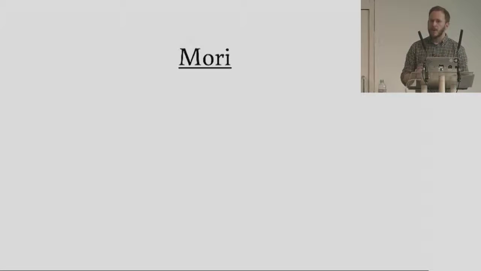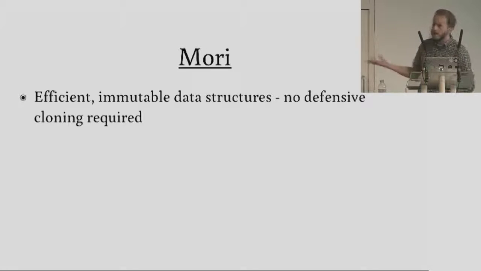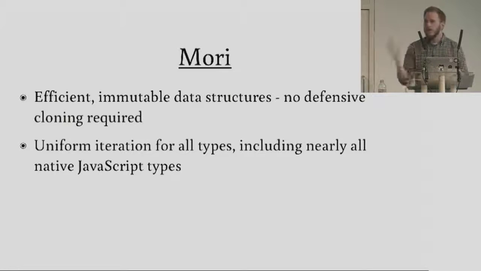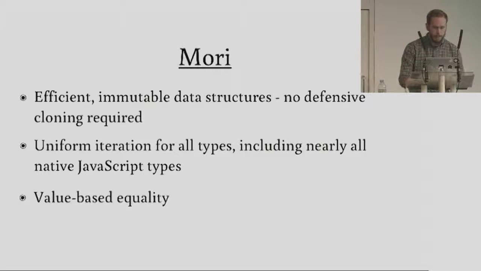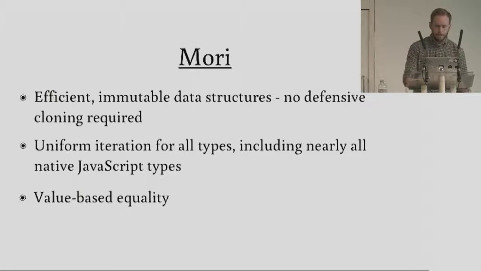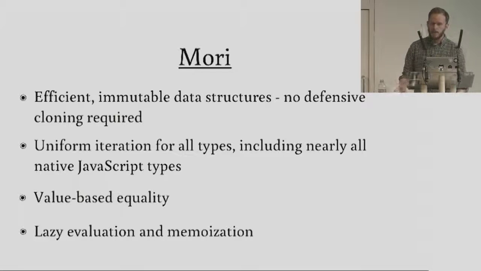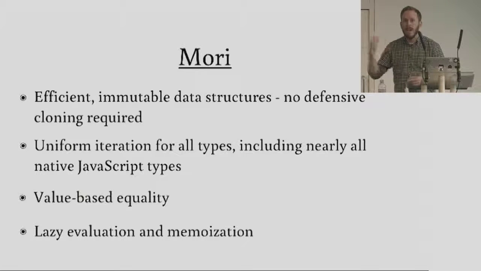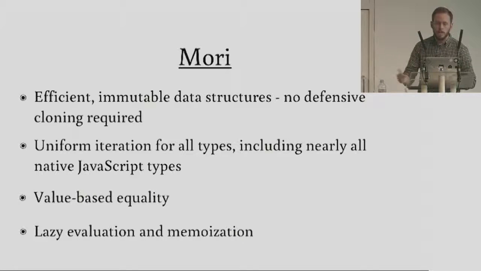So Mori gives you a lot of really nice things, not just the structures. The API is pretty big, so I won't go through the whole thing, but you get efficient, immutable data structures. You get a uniform iteration for all of your types, including nearly all of the native JavaScript ones, if you want to move between them. You get value-based equality, right? This is so nice. Even if you have 2 different data structures, if the values inside them are the same and in the same order, your data structures are identical. You also get lazy evaluation and memoization, meaning that your list isn't evaluated immediately, but only when you try and access a portion of that list. And then when you do, it's cached, so you don't perform the lookup more than once.